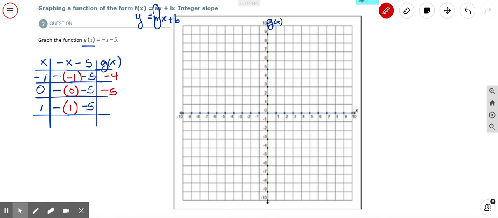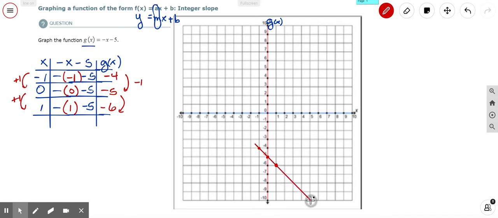And now you should see a pattern because I went up by 1 each time. If it's a linear equation, you'll start to see some kind of pattern here, and we are going down 1 each time. So this should be a -6. -1 minus 5, yep, -6. All right, you have 3 points right there: (-1, -4), (0, -5), and (1, -6). And there you go. And I'll make this a nice straight line.